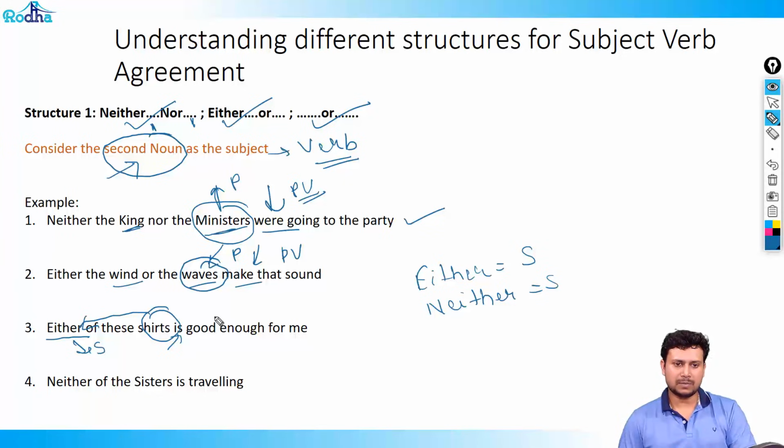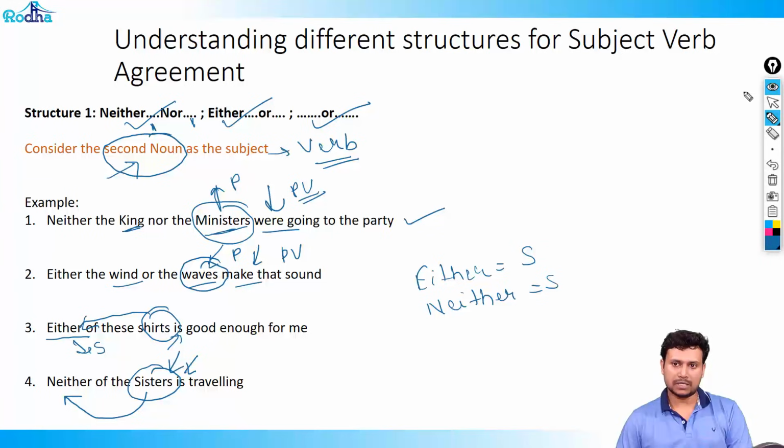Similarly, the last part of the sentence also has a similar logic. If you look here, neither of the sisters is traveling. Who is traveling? Sisters. Although it's plural, the subject shifts from sisters to neither. Therefore, you need a singular verb, is. I hope this is clear.